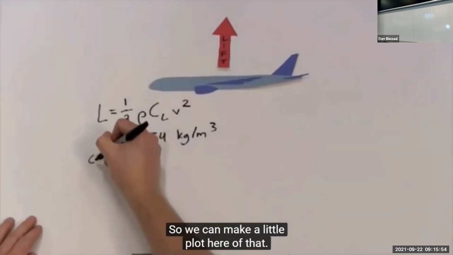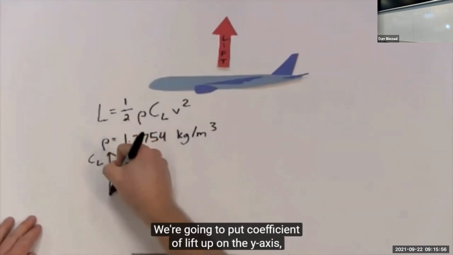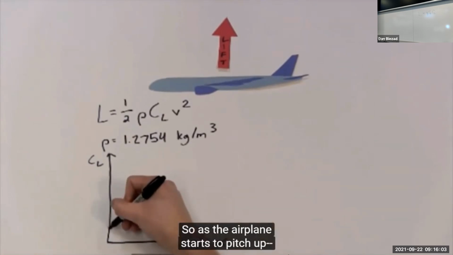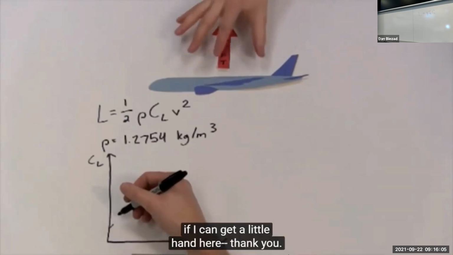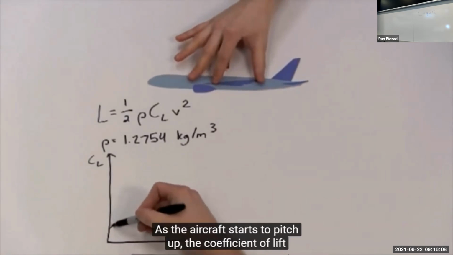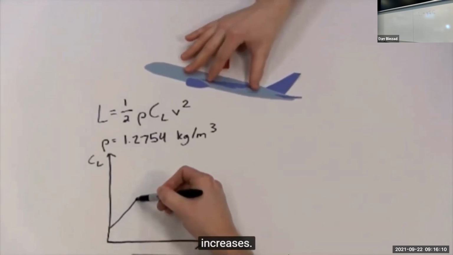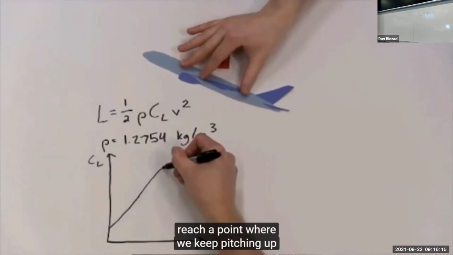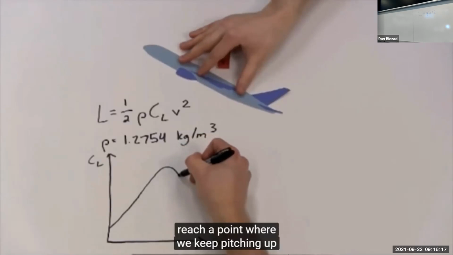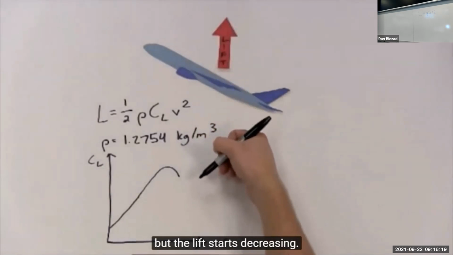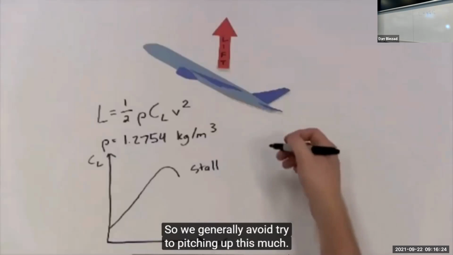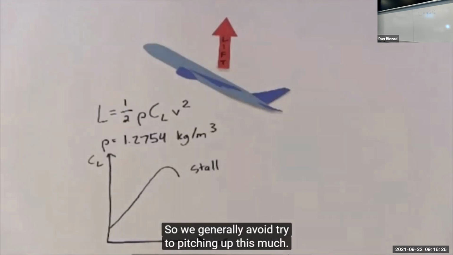So we can make a little plot here of that. We're going to put coefficient of lift up on the y-axis and the angle of attack down on the x-axis. As the aircraft starts to pitch up, the coefficient of lift increases. This is a good thing because we have more lift. As we continue to increase, we eventually reach a point where we keep pitching up, but the lift starts decreasing. This is something called stall, and it's not a good thing. So we generally avoid pitching up this much.